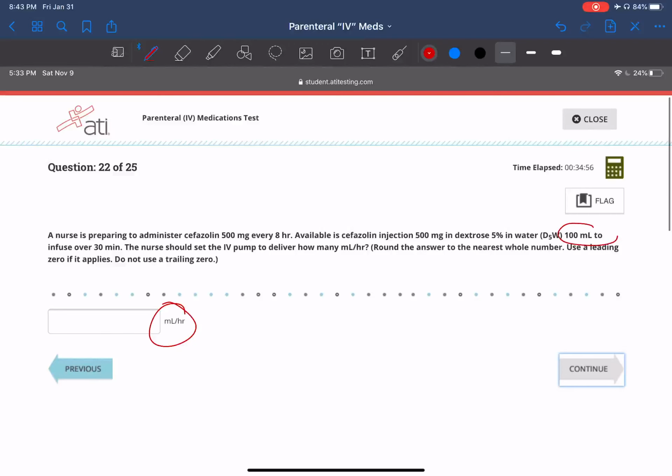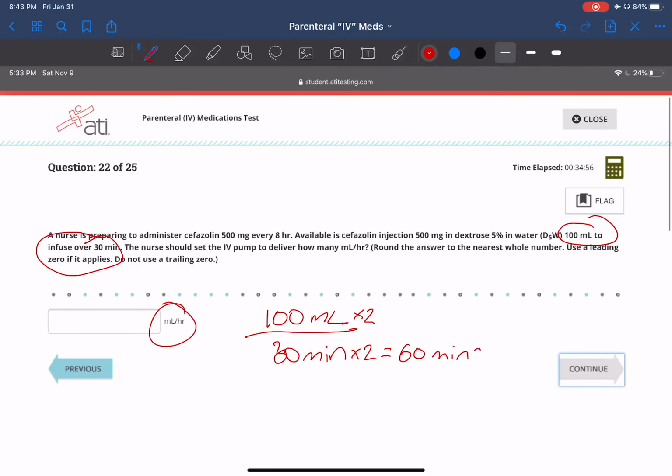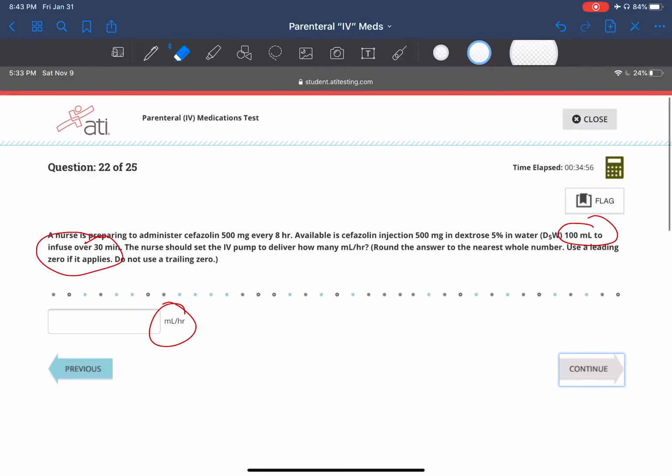Only 100 ml to infuse over 30 minutes. They gave it to us in ml over time already. Easy peasy. 100 ml per 30 minutes. So you can either just multiply this by 2, because 30 minutes times 2 equals 60 minutes, which equals an hour. Or we can do the long way. It's up to you, whatever you prefer.